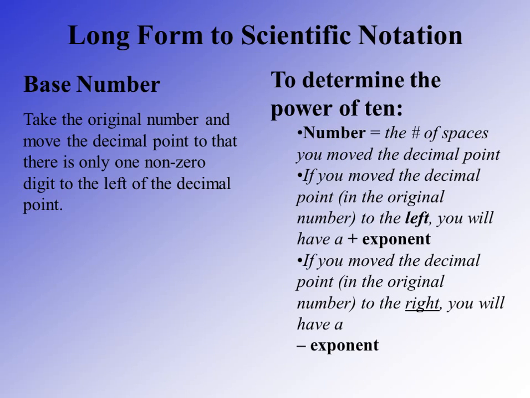The next part of the number would be times 10, and then in order to determine the power of 10, the number is going to be equivalent to the number of spaces that you moved the decimal point. The sign of that power depends upon the kind of number that you're starting with, whether it's greater or less than 1, and also which direction you're moving the decimal point. If you are starting with a larger number, a number greater than 1, then you've moved the decimal point to the left in the original number in order to get your base number. Consequently, you will have a positive exponent. If instead you had a number that started out less than 1 and you had to move your decimal point to the right, then you will have a negative exponent.